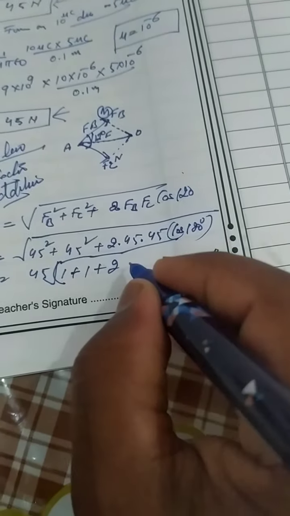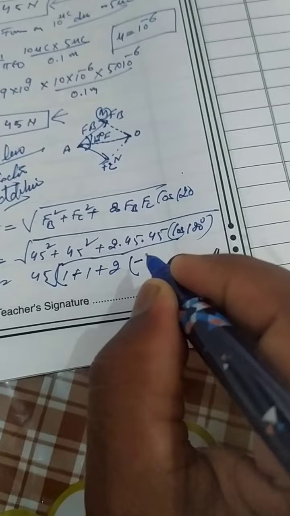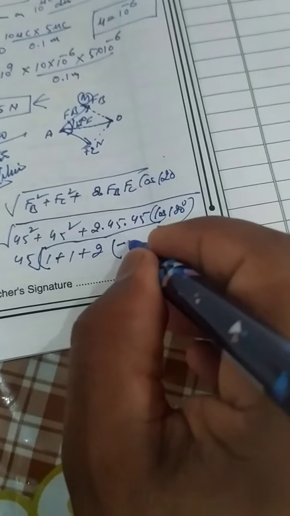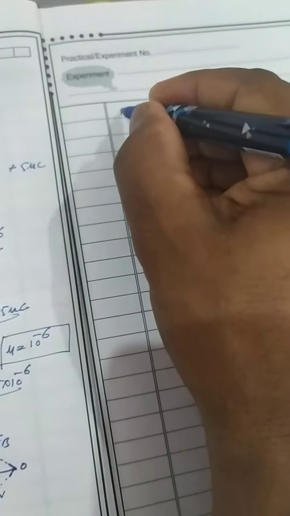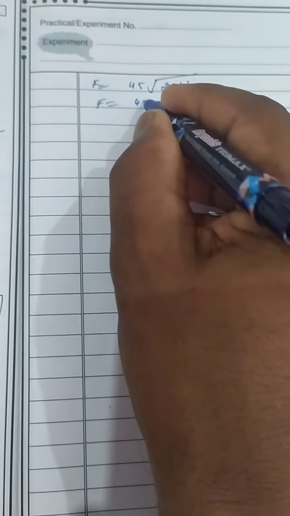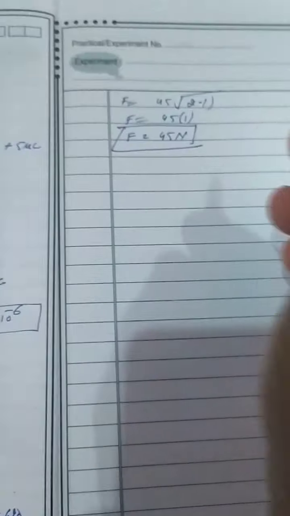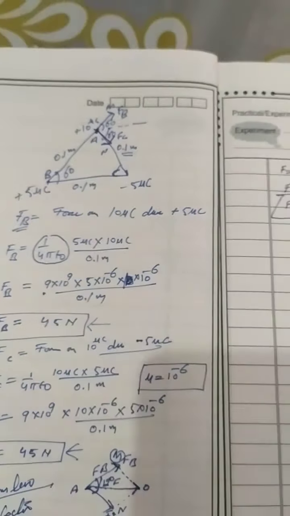And what is the value of cos 120? It is minus 1 upon 2. So the value of F will be equal to 45 into root of 1 plus 1 minus 1, which is equal to 45 into 1. So F is equal to 45 Newton. This is the net force on the charge at point A, which is of 10 microcoulomb.